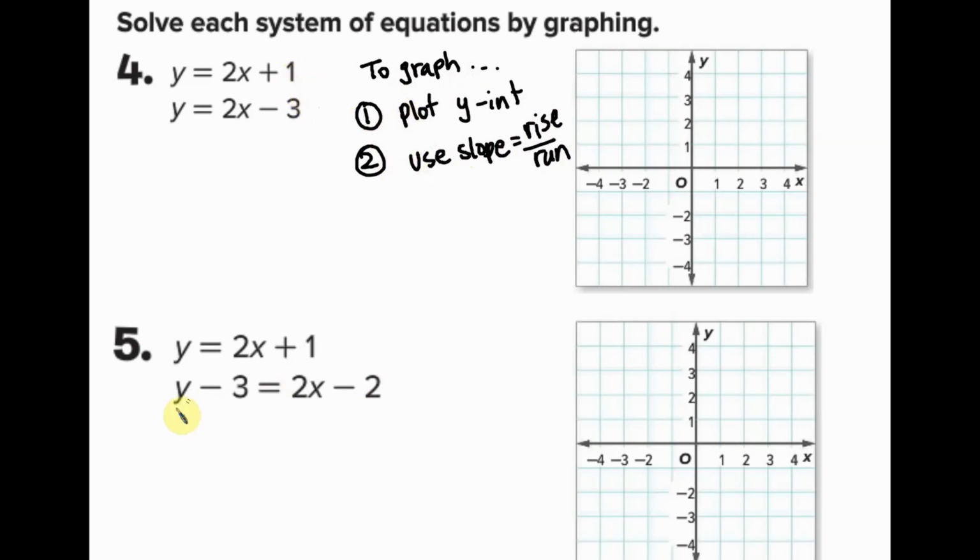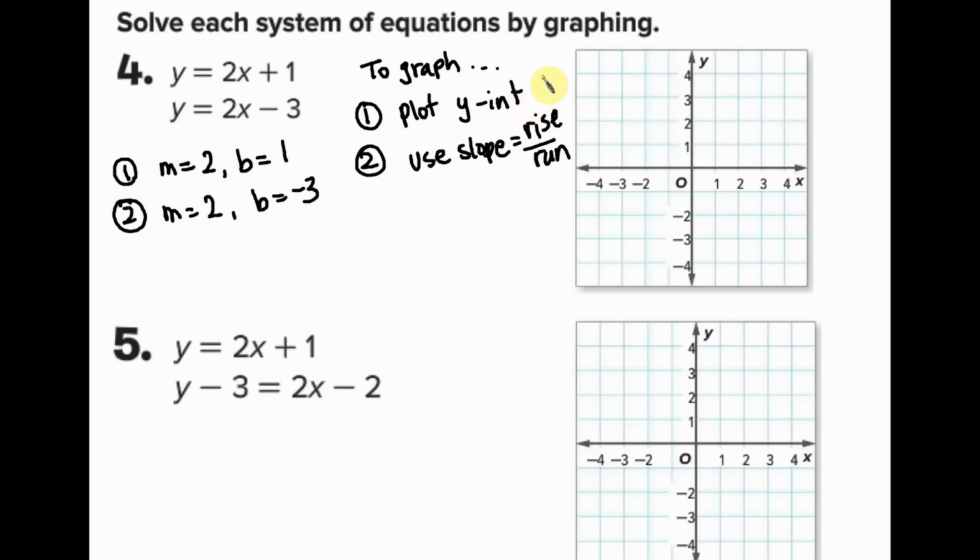And if you don't have a slope-intercept form like number 5 right here, then you will have to change it. Number 4, the first equation, y is equal to 2x plus 1. The slope in this case will be 2, where your y-intercept is positive 1. The second equation follows y equals mx plus b. M is equal to 2. B is equal to negative 3.